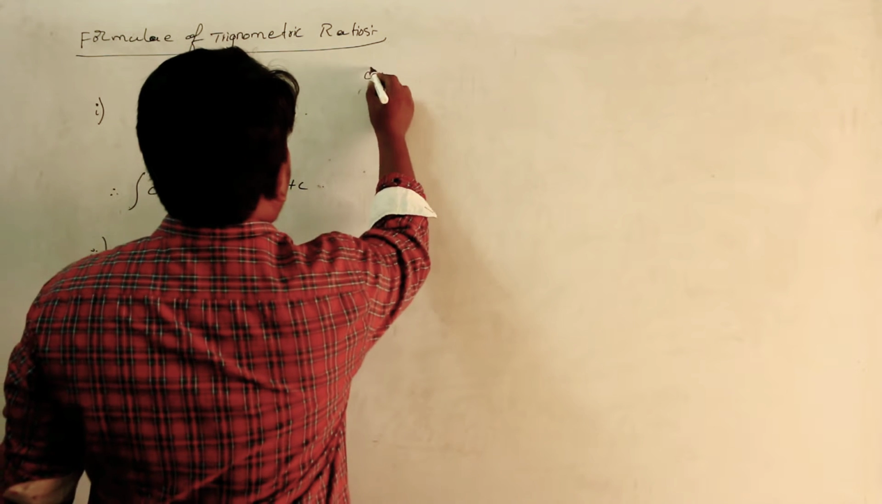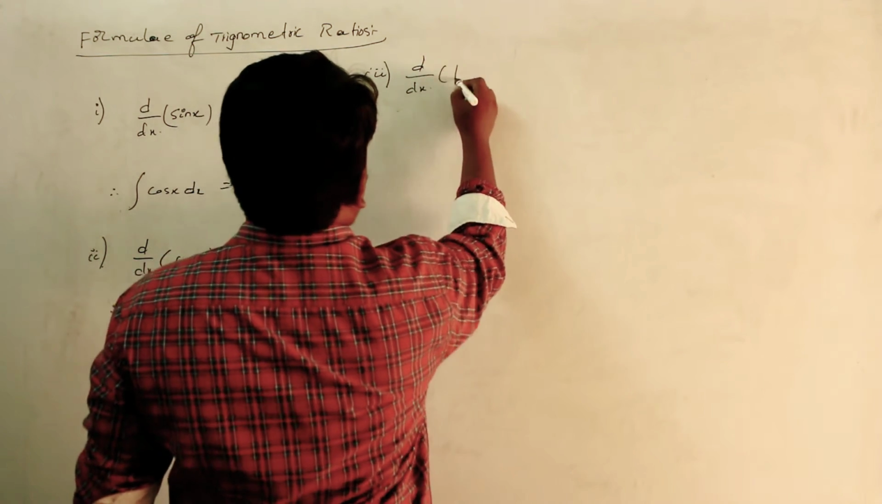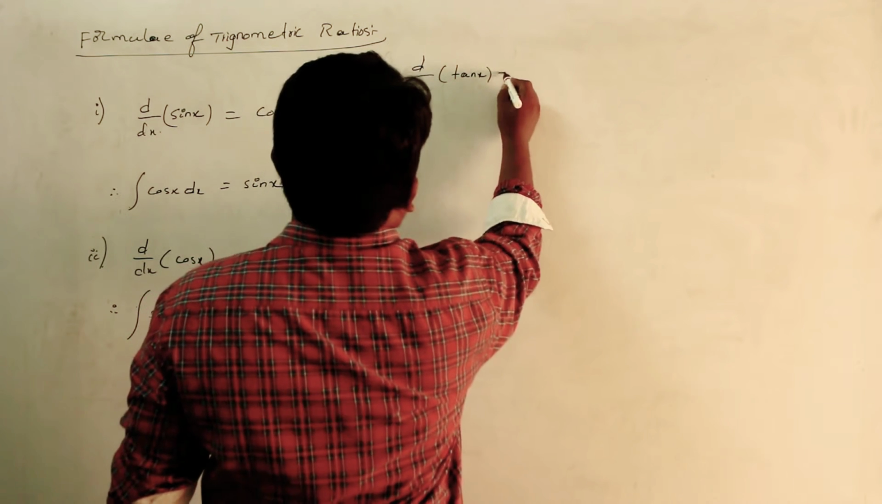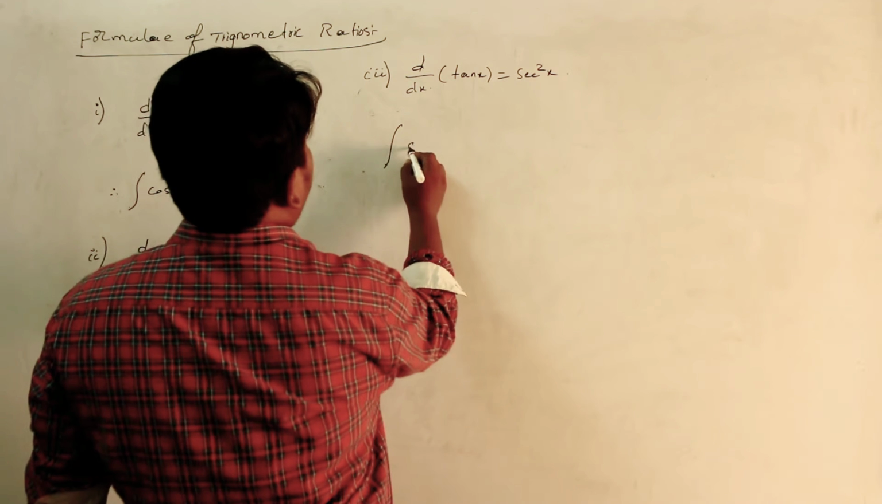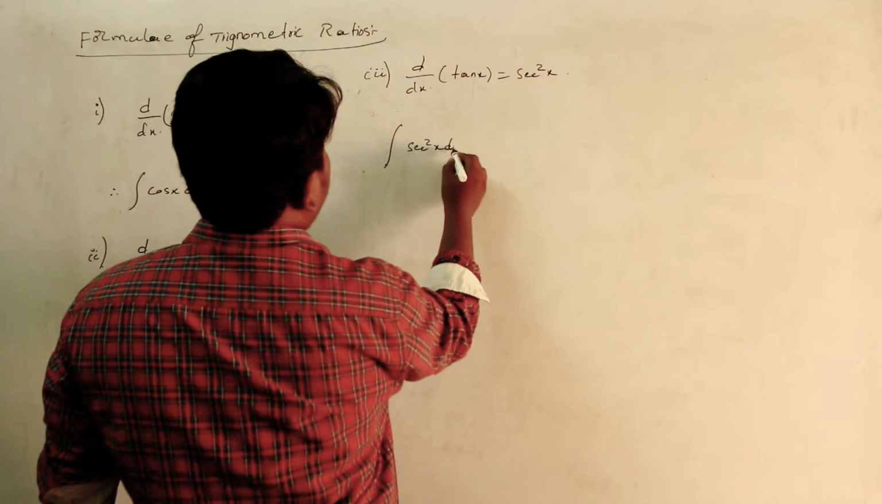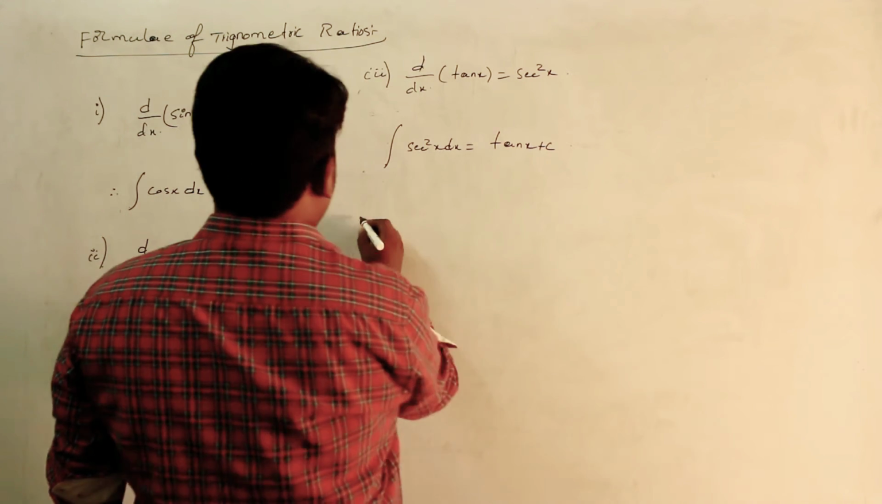Let us see the third one, d by dx of tan x is equal to secant square x. Therefore, integration of secant square x dx is equal to tan x plus c.